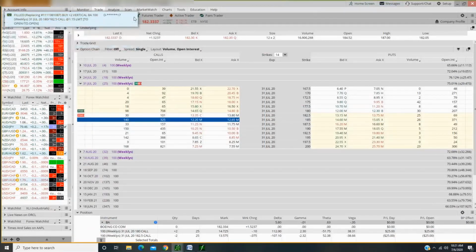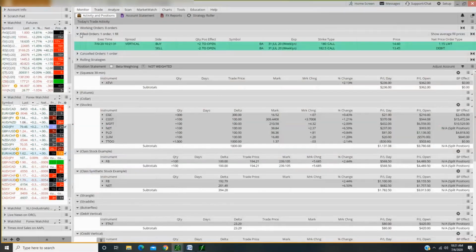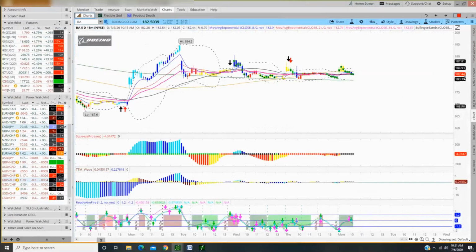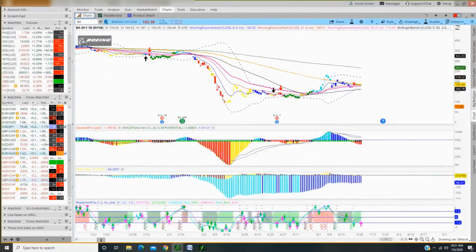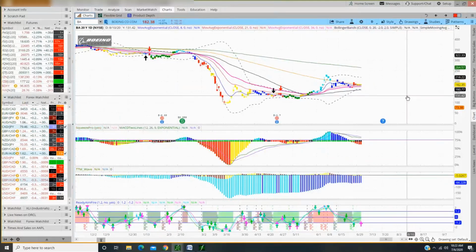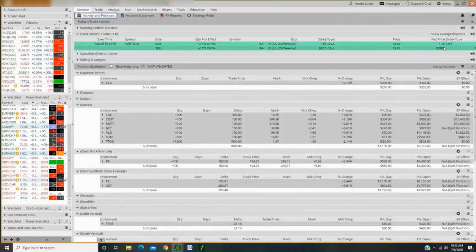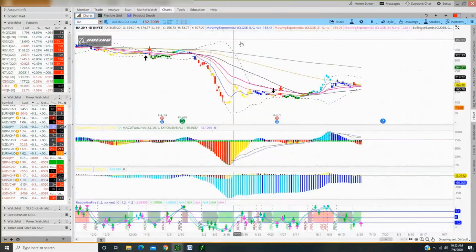Okay, I got filled. So I just bought a spread on Boeing. Paper money. Sold the 182.5. Bought the 180. That's a $2.50 spread, which means I'm willing to pay 125. I got it for 115. That's perfect. And in order for me to hit maximum gain, it's got to stay above 182.5. Where's it at? It's almost there. This chart has to go up basically like $1. It's just got to go up $1 and stay above it. And then I get maximum gain.